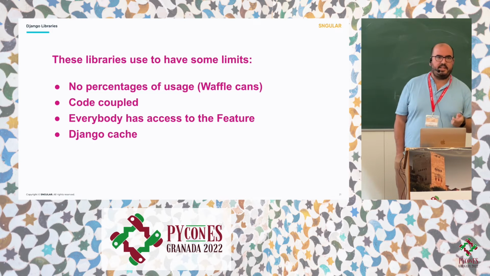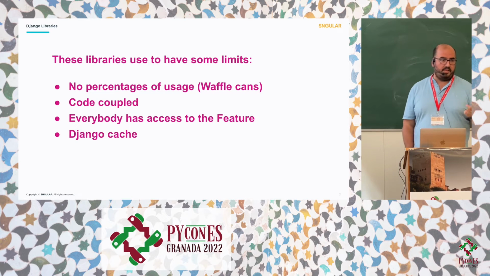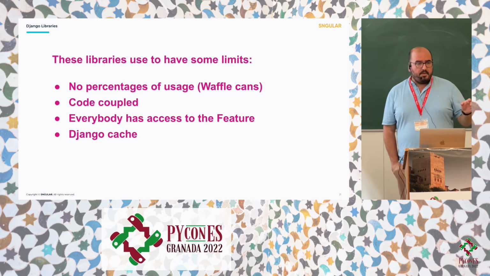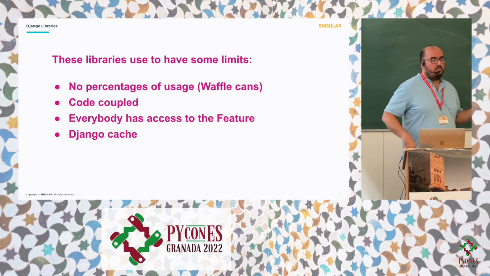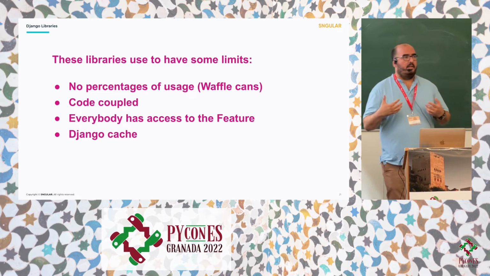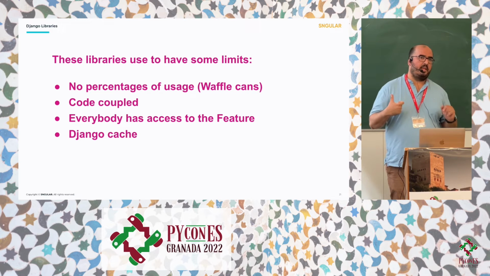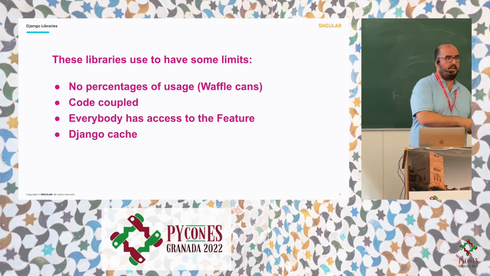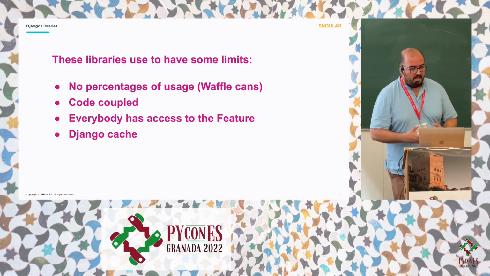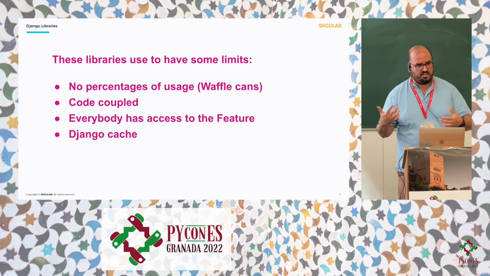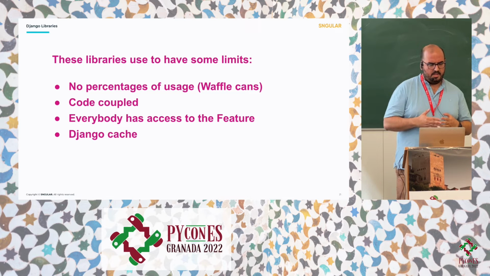The code, the logic, keeps being in the code or in the Django admin. I will show you. Everybody in the company has access to all the features. So if you are in a big company, people who don't totally understand, who don't have the expertise of a part of the application, can make modifications in some feature flags. And Django cache, the different ways we have to cache, can affect it.